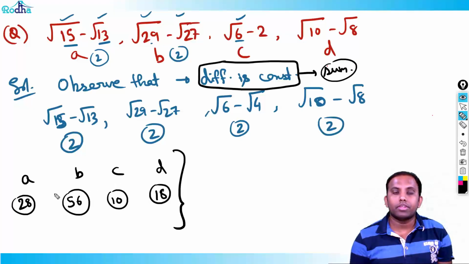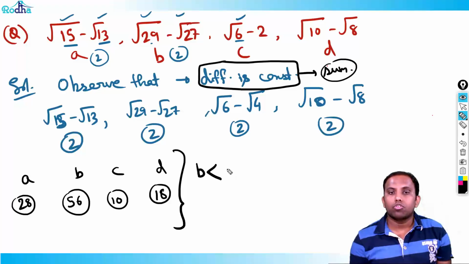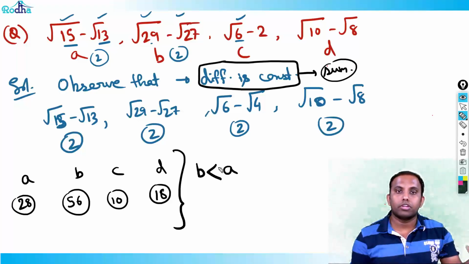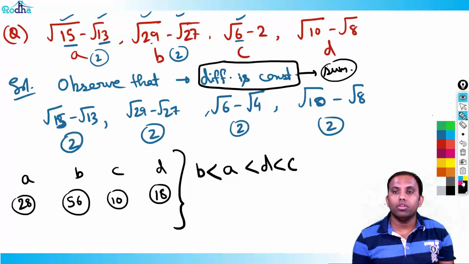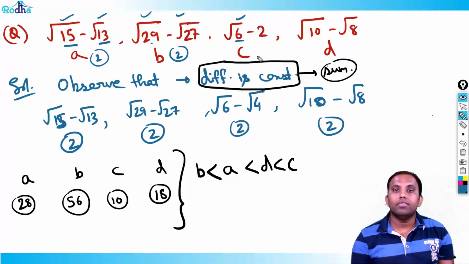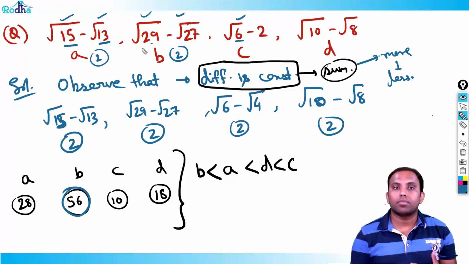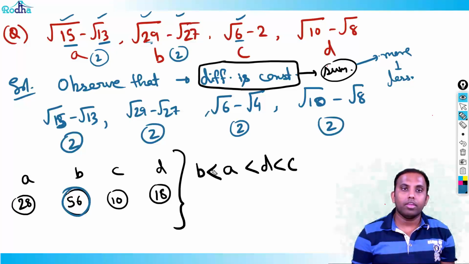So which is the greatest sum here? B. So that means B is actually the smallest. After B, the next greater value is A. So the next lesser value of the surd should be A. After B, A, then after A should be D and then C. Don't forget the rule. If the difference is constant, then we take the sum, and more is the sum, less is the value of the surd. So B has the largest sum, so its value is the least. I hope it is clear.